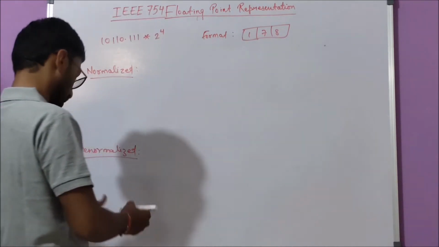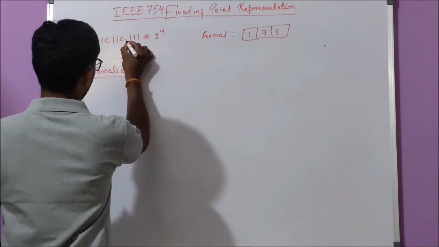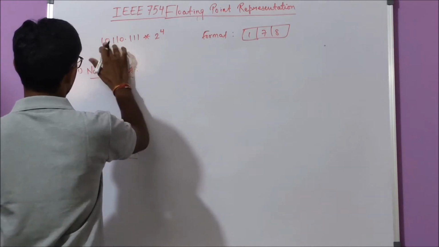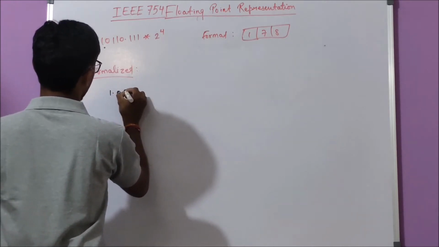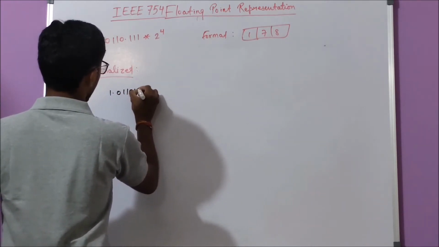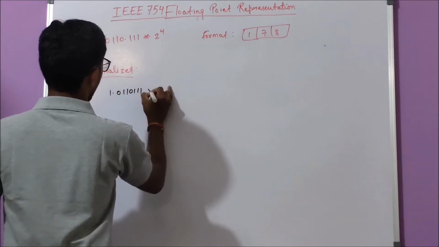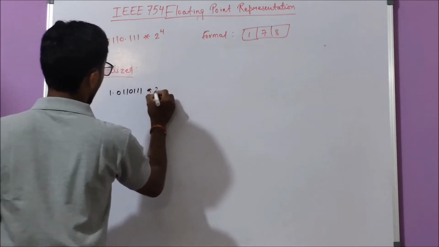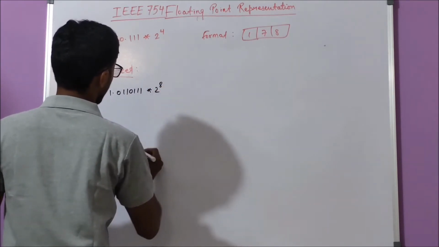Okay, so let's convert into normalized form, shifting the point before after first one. So the point should be here. 1.0110 into, we have moved 4 bits left, so the power will be 2 की power 8.